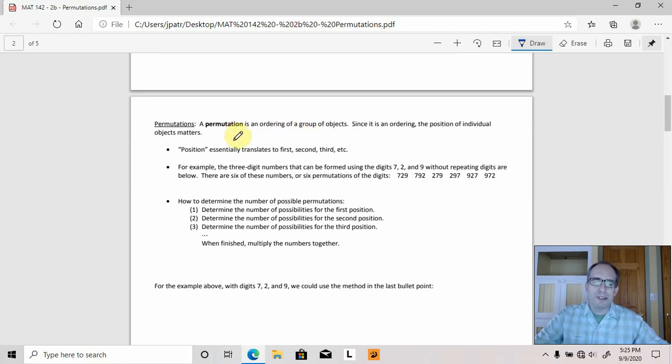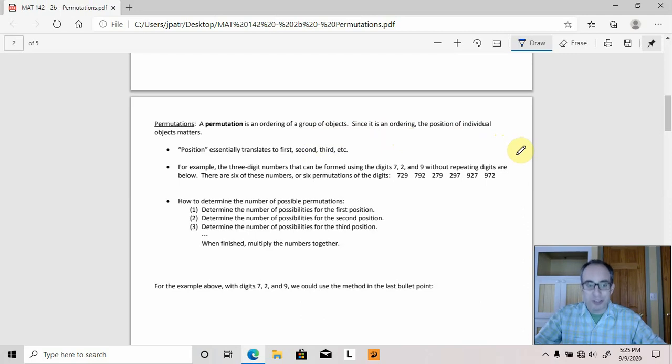And I put "essentially" just because you could argue, well, if you're going left to right, you could say we have left, then second left, third left, fourth left, and eventually all the way over on the right. But you could also rework that mentally and say the first position on the left is first, the one next to it is second, the one next to it is third, and so forth. So mentally, I always just turn it into first, second, third, just to keep it simple.